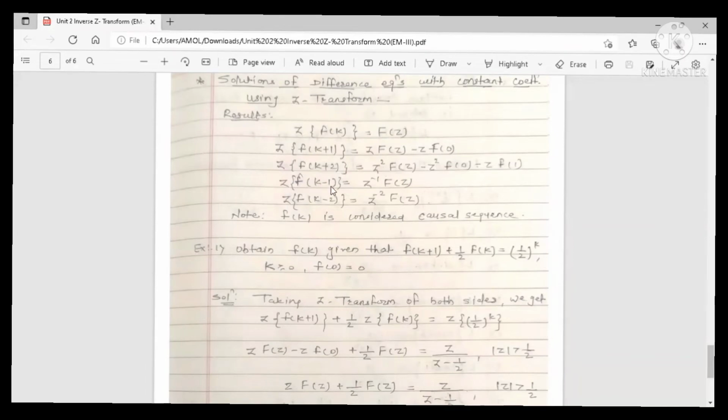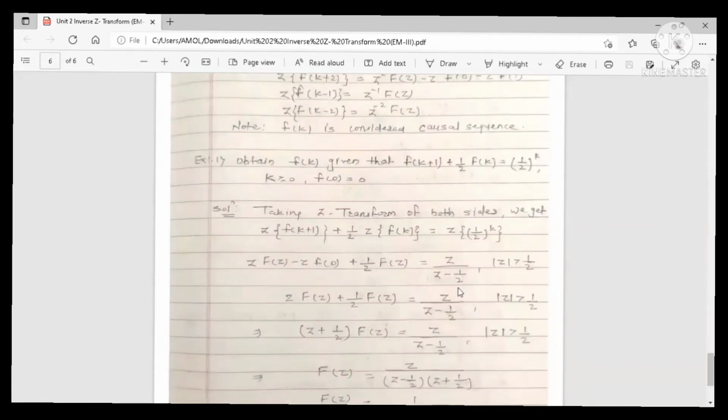Z transform of f of k minus 1 is equal to z raised to minus 1 into f of z. Z transform of f of k minus 2 is equal to z raised to minus 2 into f of z. Note here, f of k is considered as a causal sequence. Okay. Example: obtain f of k given that f of k plus 1 plus 1 by 2 f of k is equal to 1 by 2 raised to k, k greater than or equal to 0, f of 0 is equal to 0. Now, this is a difference equation.